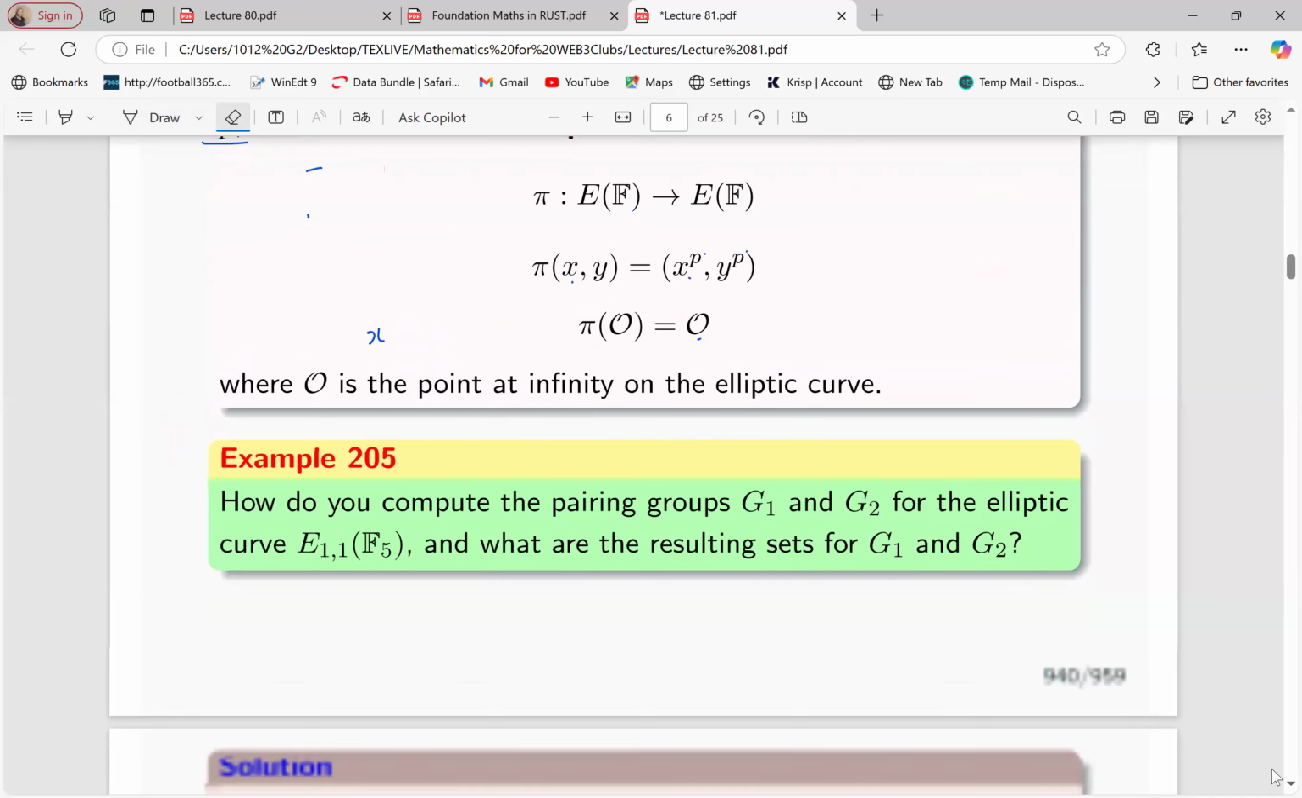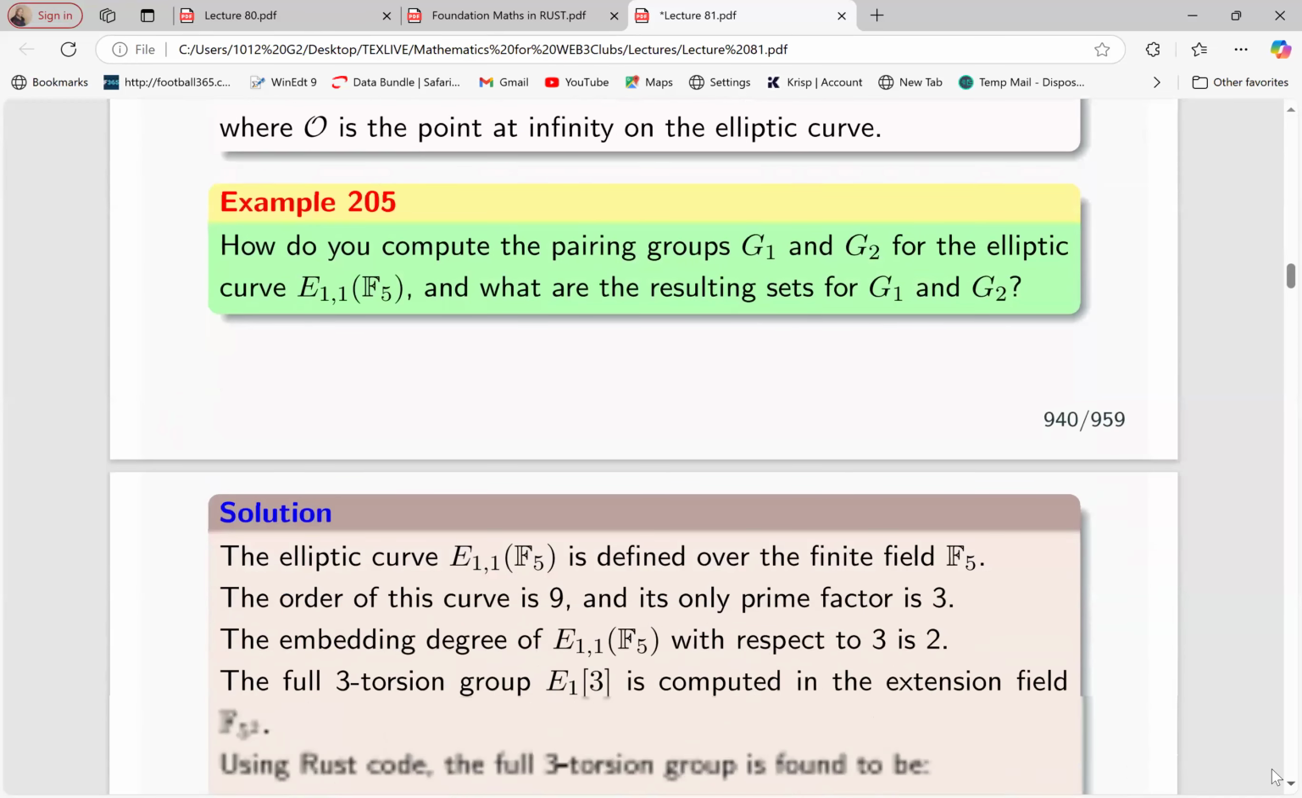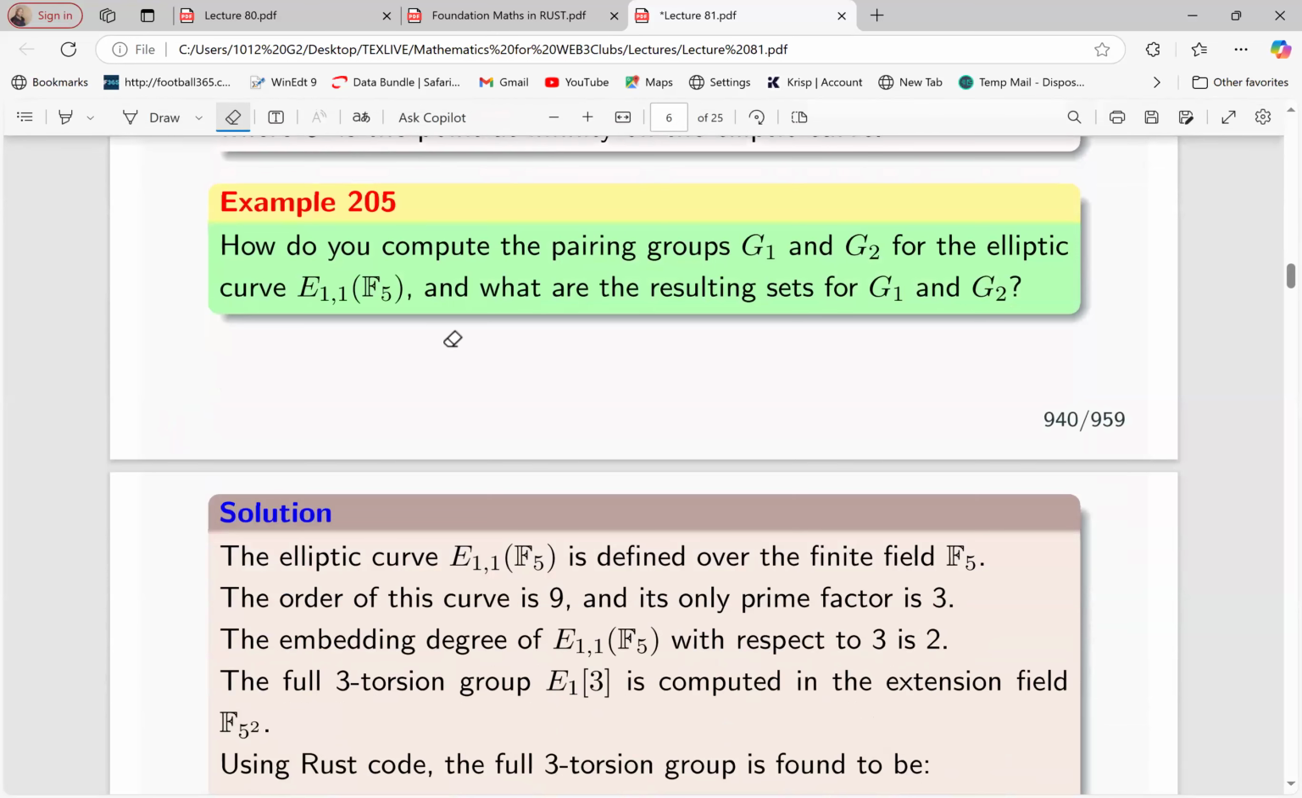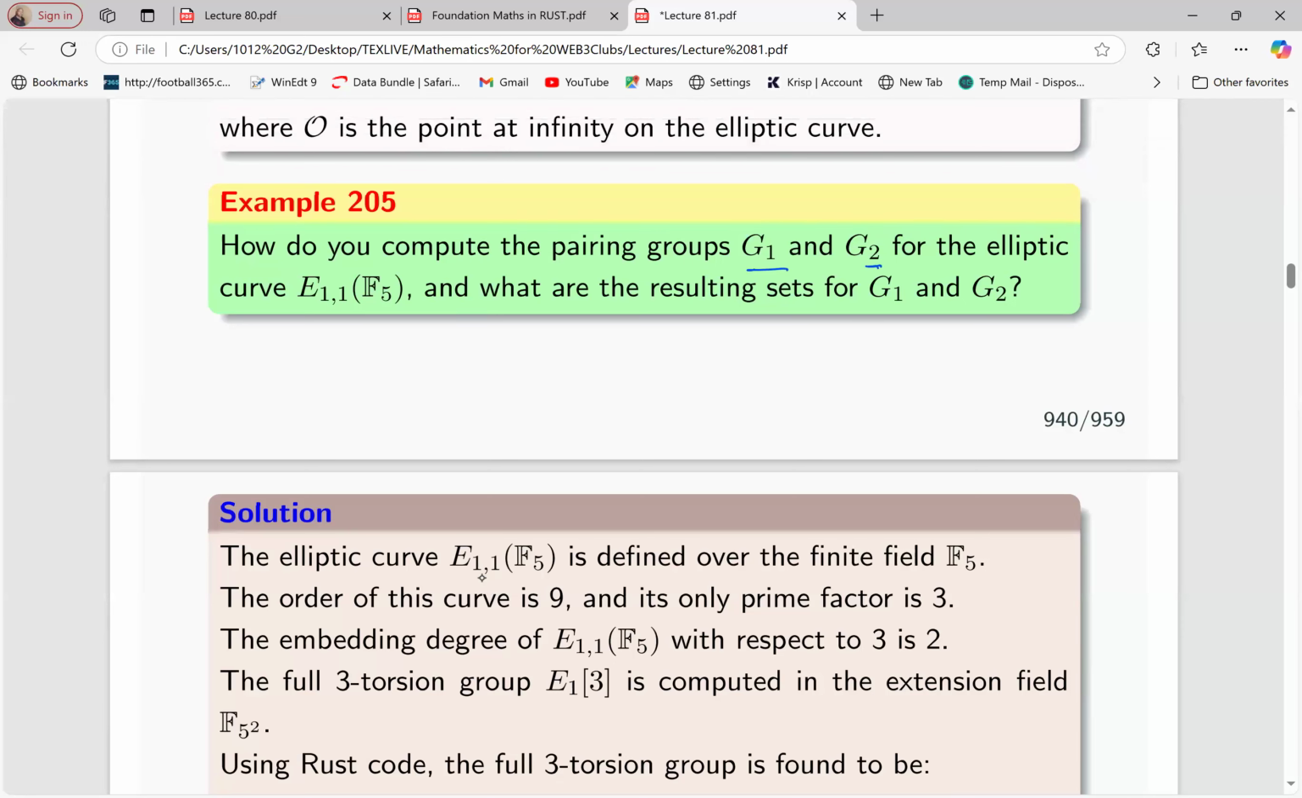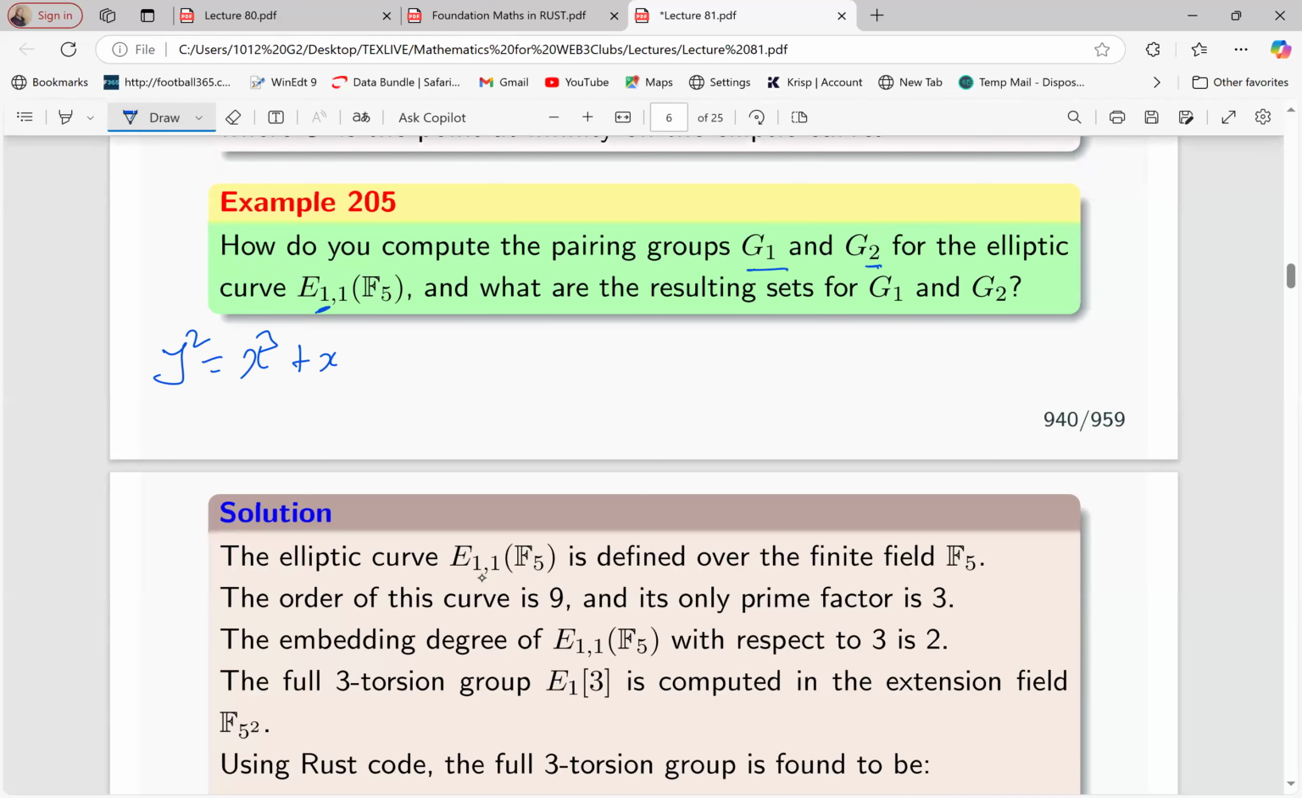Now let's look at an example straight away. The example is, how do you compute G1 and G2, or the same as, determine G1 and G2, if you're given the elliptic curve y squared equals x cubed plus ax plus b, where a is 1 and b is also 1. And then the field is F5, where 5 is our characteristic.